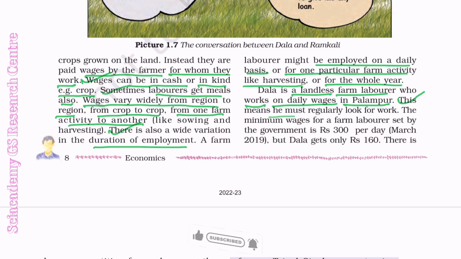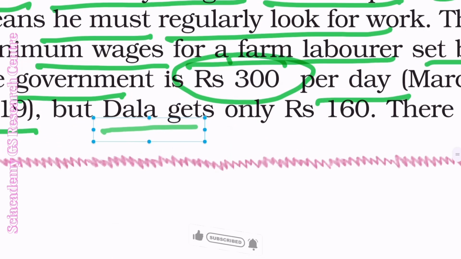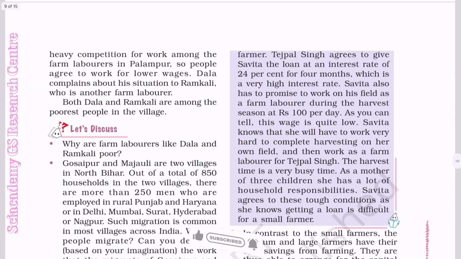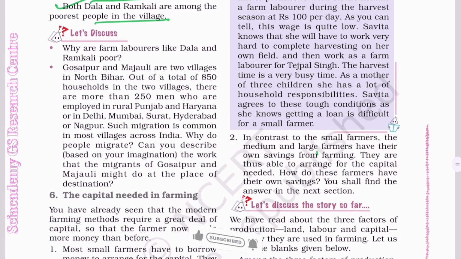Dala is a landless farm laborer who works on daily wages in Palampur. This means he must regularly look for work. The minimum wage for a farm laborer set by the government is 300 rupees per day (March 2019 data). But Dala gets only 160 rupees. There is heavy competition for work among the farm laborers in Palampur, so people agree to work for lower wages. Dala complains about his situation to Ramkali, who is another farm laborer. Both Dala and Ramkali are among the poorest people in the village. Let's discuss. Why are farm laborers like Dala and Ramkali poor?